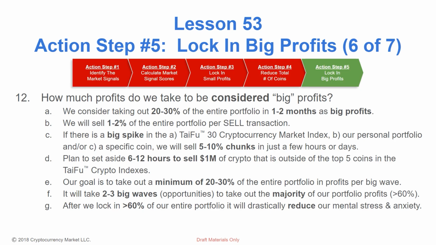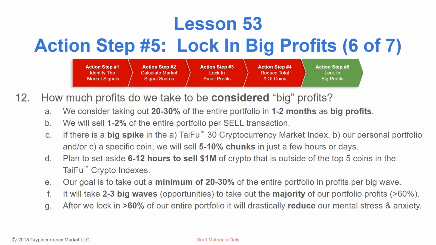Plan to set aside 6 to 12 hours to sell $1 million of crypto that is outside the top 5 coins in the Taifu crypto indexes, because usually the liquidity is not there and it will take a lot of time to sell. Our goal is to take out a minimum of 20 to 30% of the entire portfolio in profits per big wave. It will take 2 to 3 big waves or 2 to 3 big opportunities to take out the majority of our portfolio profits.